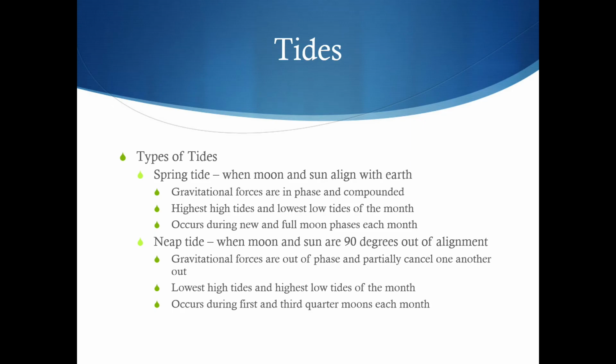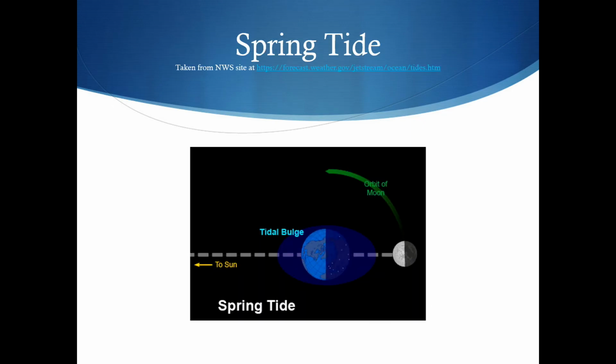Neap tide, let me show you. So this is spring tide. Notice that the sun is off to the left, off the page. We can't see it. And the moon is to the right. They're in phase. They're in line with one another. So the moon, Earth, and sun are all in line with one another, so the bulge is as big as it's going to be. So we get the highest high tides and the lowest low tides.